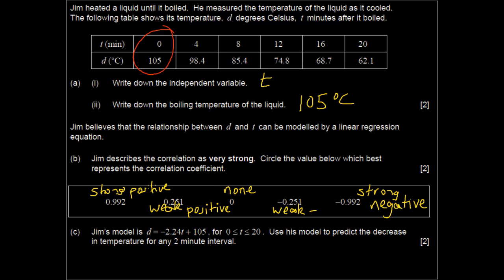Okay, now if we look at our data here, we can see that as T increases, D decreases. So this is a negative correlation. T is increasing, D is decreasing, so that's a strong negative correlation. So the answer we would need would be this one. Okay, next.